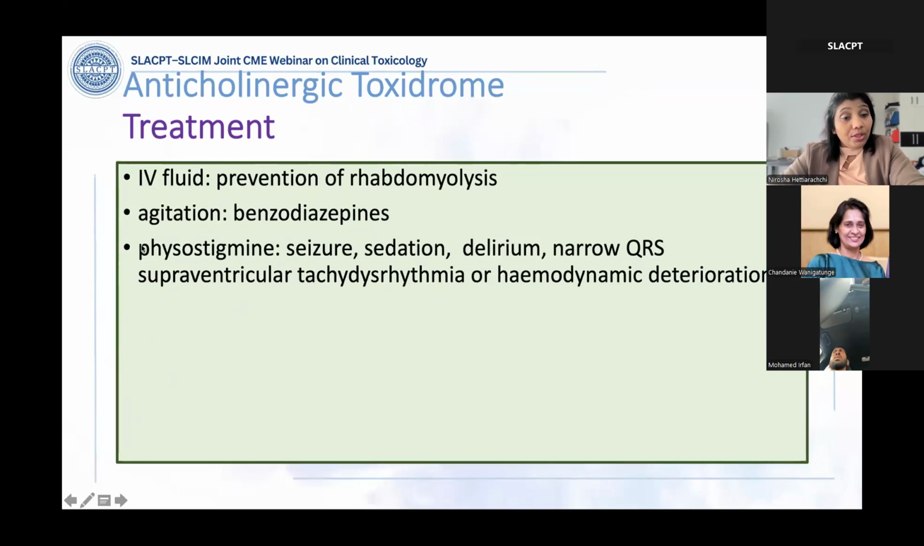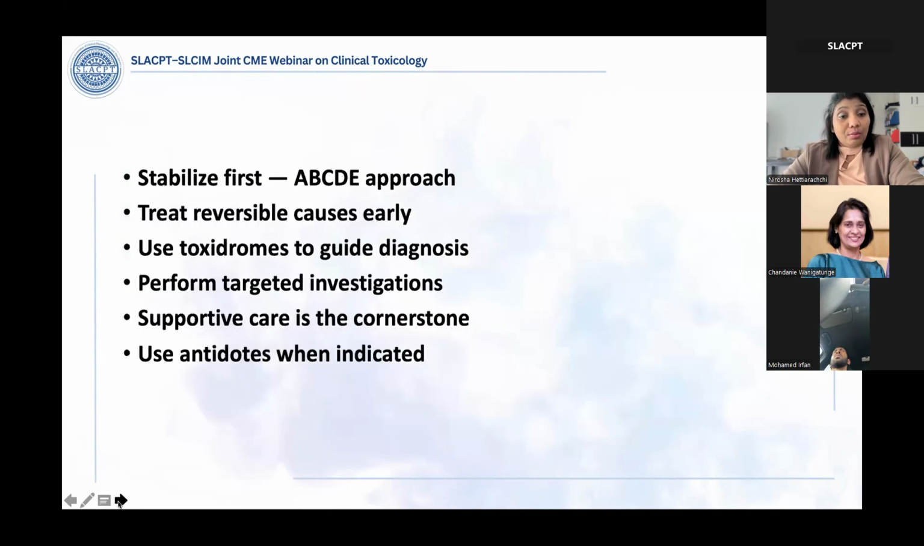Again, the antidote is physostigmine, but you will not give it very liberally. You have to see whether the patient is having any seizure; only if there's a real need will we give physostigmine. If the patient is having seizures, sedation, delirium, narrow QRS, supraventricular tachyarrhythmia, or hemodynamic deterioration only, you will be giving physostigmine. So this is the summary of my talk.